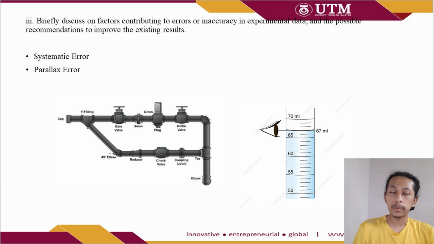Also, we need to make sure that the apparatus is in good condition, then we can do the experiment smoothly. Another factor is parallax error, which is the error when reading the measurement. To overcome this error, we just need to make sure our eyes are perpendicular to the reading of the measurement when the experiment is carried out. Thus, we will get more accurate results.